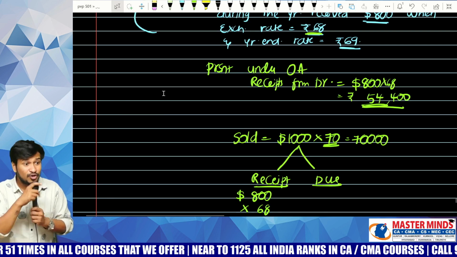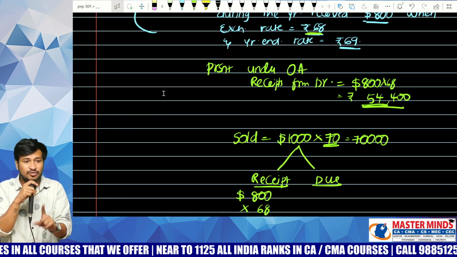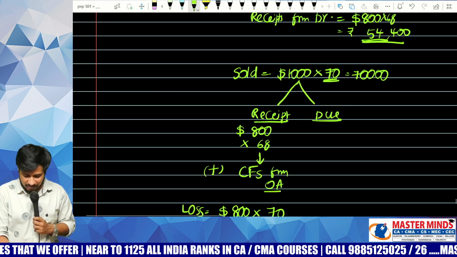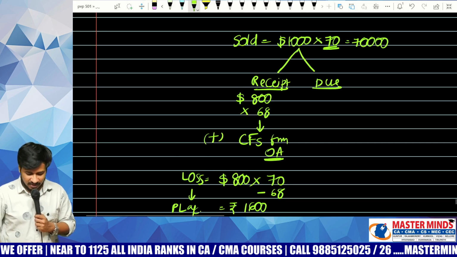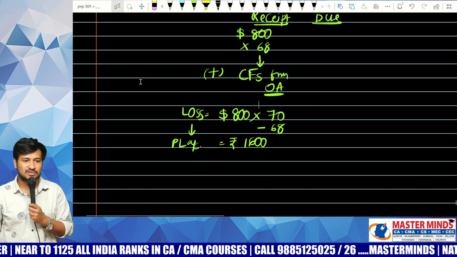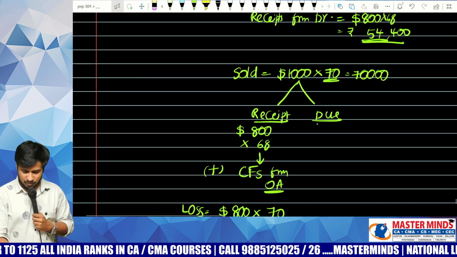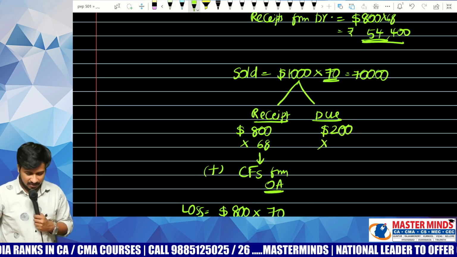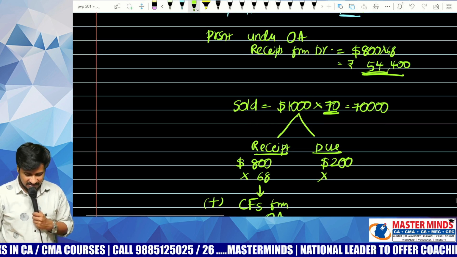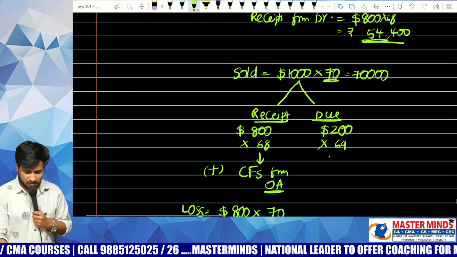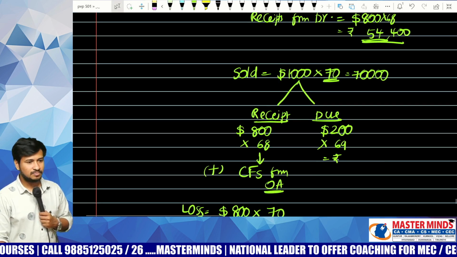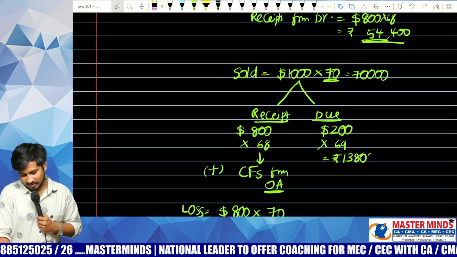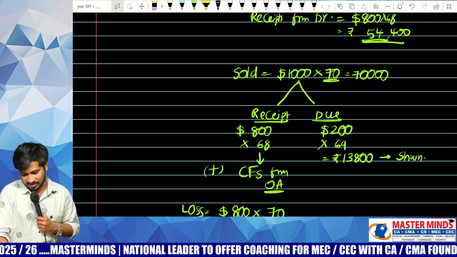Clear? If you are holding the currency. But if you are not holding the currency, then only the receipt will be booked in operating activity. Remaining will be transferred to P&L account as loss. Understood? Now due. How much is due, sir? $200 multiplied by, how much is the year ending price? 69, which comes to rupees 13, which will be shown in balance sheet.